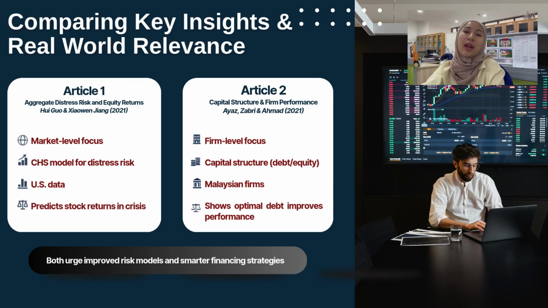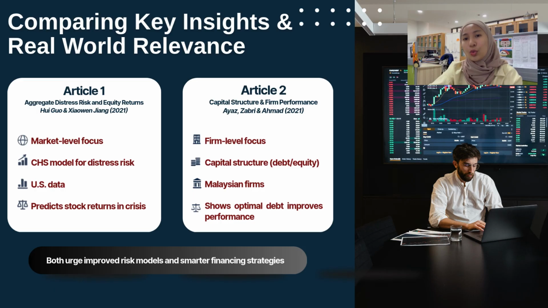Now, let's compare both articles and explore how they relate to each other in terms of real-world relevance. Article 1 takes a broad market-level view. It shows how we can use the CHS model to predict financial distress across many companies, which is helpful during crises like COVID-19. This is especially important for investors and fund managers managing portfolios under uncertainty.